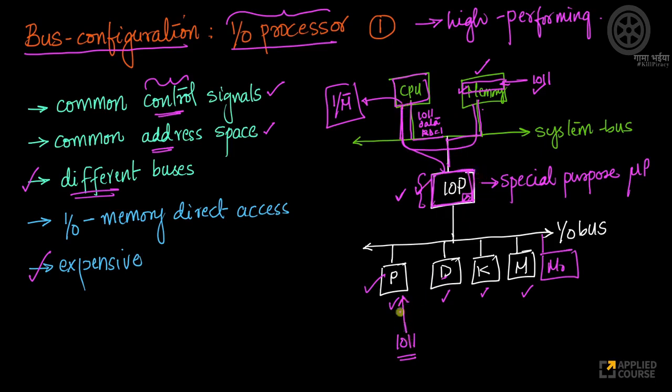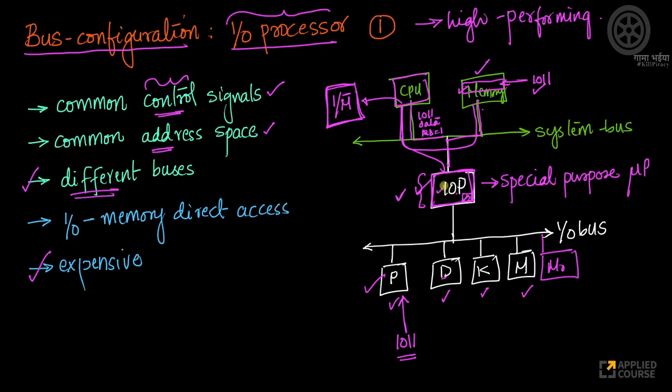If this is 1, your IO chip is active. Then we'll get data from the 1011 device, which is the printer connected to my IO processor. If this is set to 0, then the IO processor does not become active. My memory chip becomes active. Right? So there will be one special line here which says which of these 2 components is active.